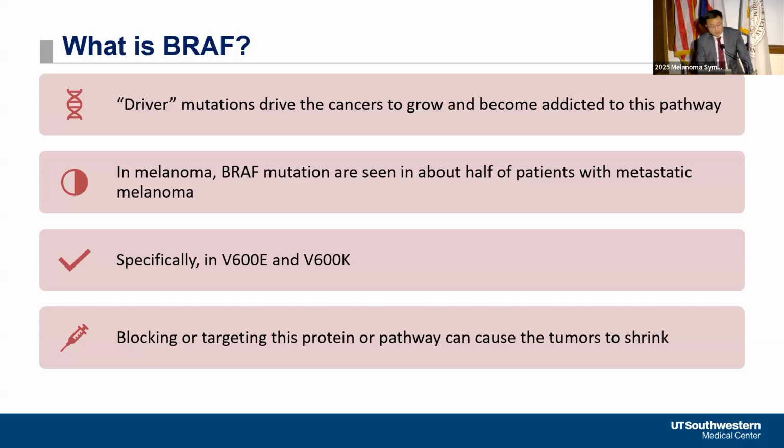When we talk about BRAF, we're talking about a specific part of the gene, and we use what is sort of the address. We say V600E or V600K. So when you're looking at your pathology report, these are the things that we're interested in. Why is that important? We have drugs nowadays that block or target this protein or pathway and actually can cause the tumors to shrink or prevent them from coming back.